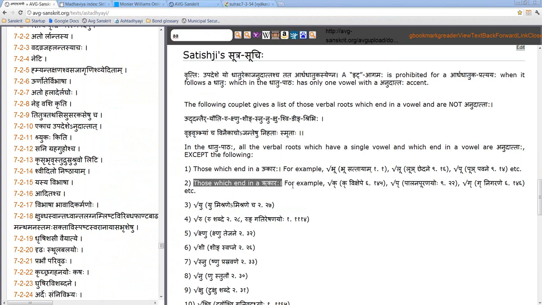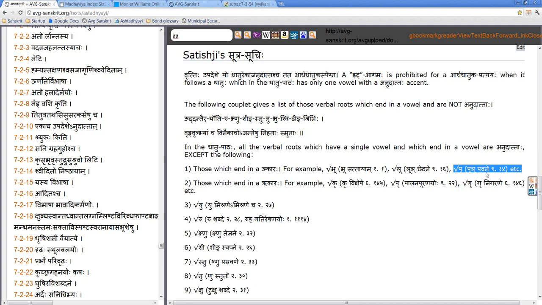If you have a ukaranta dhatu, like dhatu bhu sattayam, or lu chedane, or pu pavane, these are all going to be udattaha. So they are going to allow idagamaha. So 7.2.10 will not apply to them. Okay, same thing.